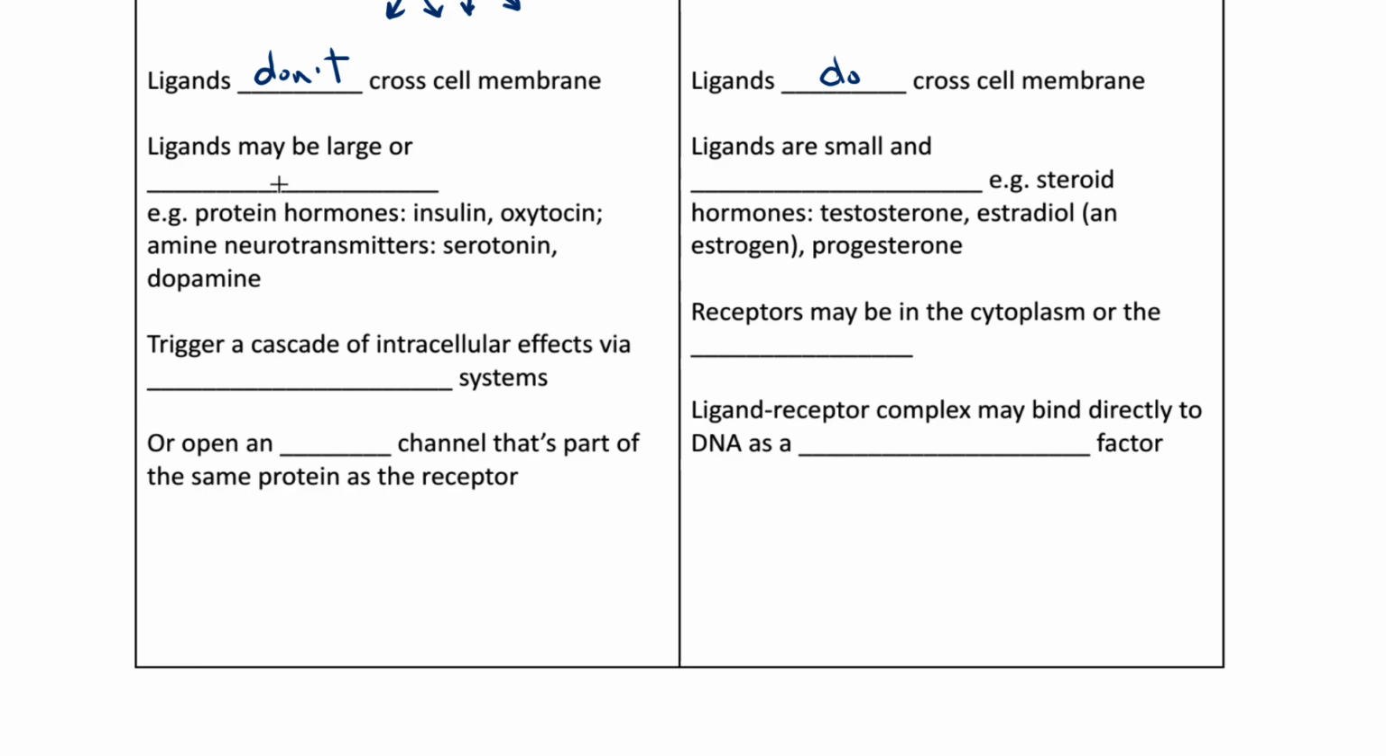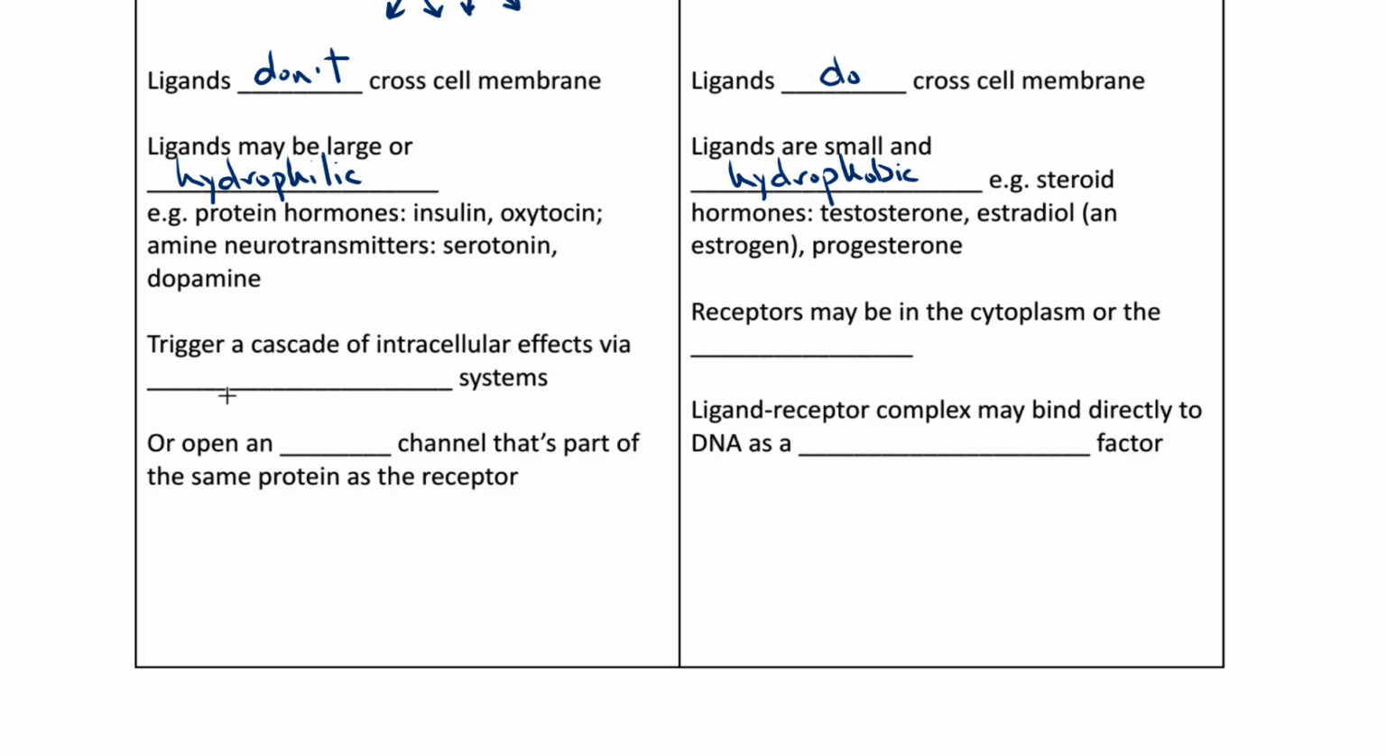If we carry on thinking about the fact that the ligands don't cross the cell membrane in the transmembrane receptor case, the ligands can be large or they can be hydrophilic. Again, they're not able to cross the membrane, and that includes things like protein hormones such as insulin or oxytocin, or neurotransmitters made from amino acids like serotonin or dopamine. In the case of intracellular receptors, again, they're crossing the cell membrane, so they must be small and hydrophobic. And an important group of these are the hormones made from steroids like testosterone, estradiol, which is one of a class of hormones called estrogens, and progesterone.